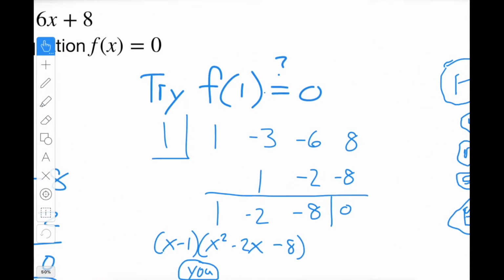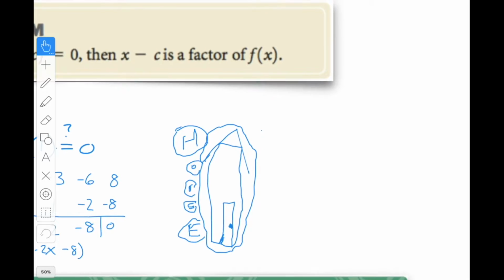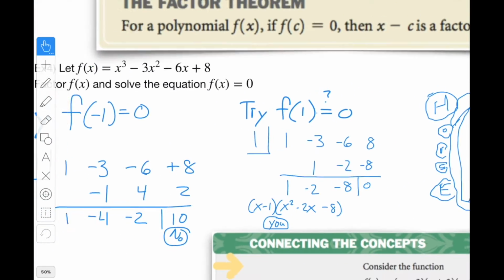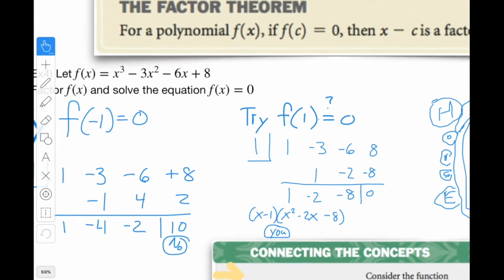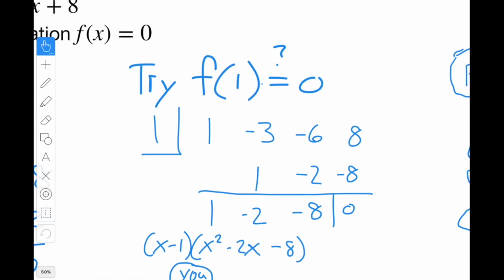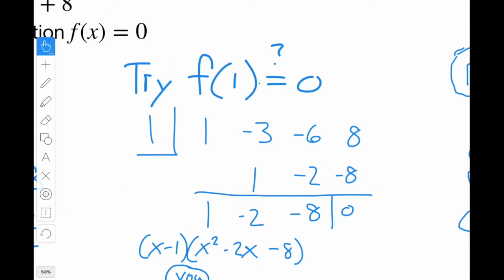F of 1 is equal to 0. It will not be on the test. Let's try and see if 1 is a 0 of the function. Let's see. We've got our coefficients: 1, negative 3, negative 6, and 8. And so we add, multiply, add, multiply, add, multiply, add: 0. Yes, good. So since 1 is a 0, that means x minus 1 is a factor.